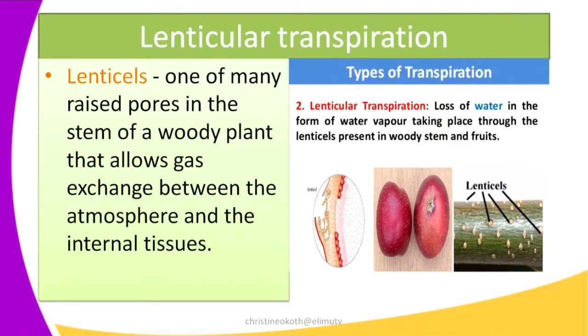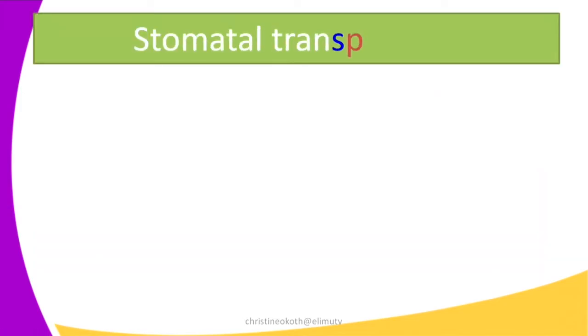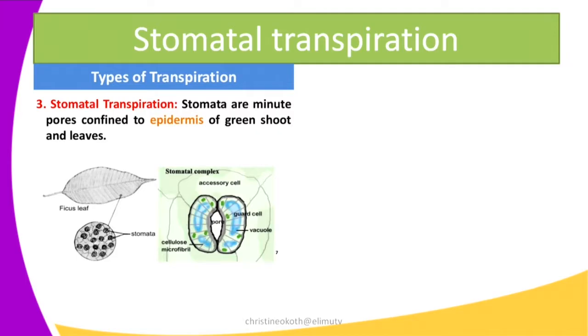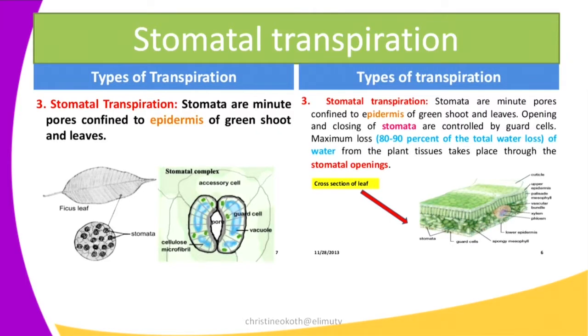Then the last type of transpiration is what we call stomatal transpiration, which is very common. That is what we normally know. So this is loss of water through the openings on the surface of the leaf. We call them the stomata. So stomata are the small pores confined to the epidermis of green shoots and of the leaf. So there is a structure of the stomata, the small openings at the surface of the leaf.